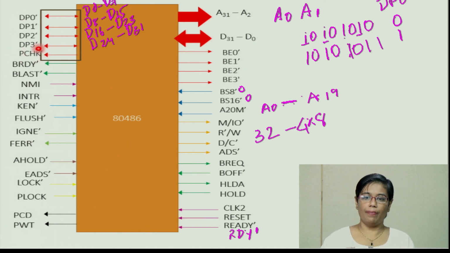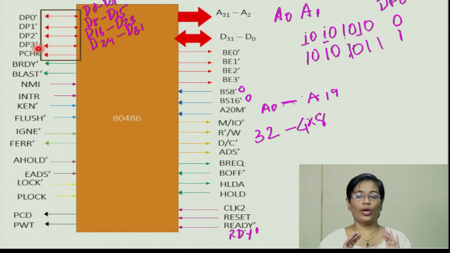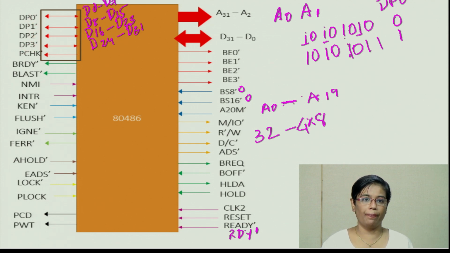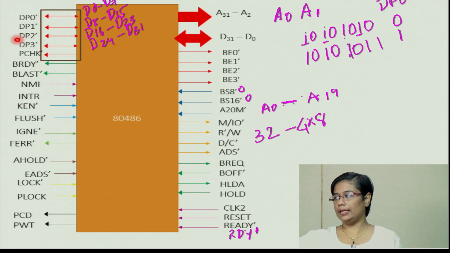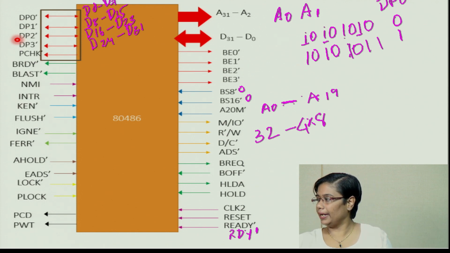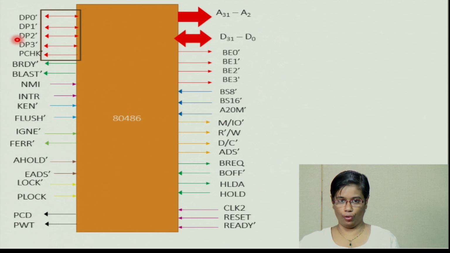Now there is a way by which you can disable parity. If you feel that you don't want to do a parity generation or a parity checking, you can disable the process. How do you disable the process? By consistently pulling up DP0, DP1, DP2 and DP3. If you're going to pull up all these four, then automatically the parity is going to be disabled. So that is going to be how you can disable the parity. So these are going to be the signals which are associated mainly with the bus of 80486.